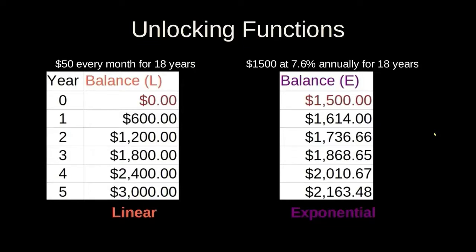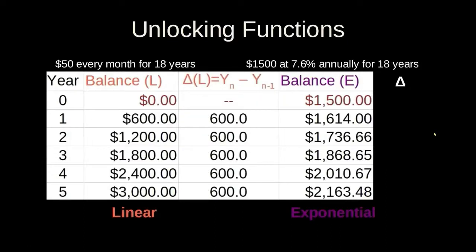It has to do with finding the change between outcomes. You recall Plan L is increasing by 600 annually, but how is Plan E changing between years? Look at how we determine change in Plan L. Don't let the notation fool you. It's just a fancy way of saying take the balance of any given year and subtract the balance of the previous year. For example, 3,000 minus 2,400 is 600.